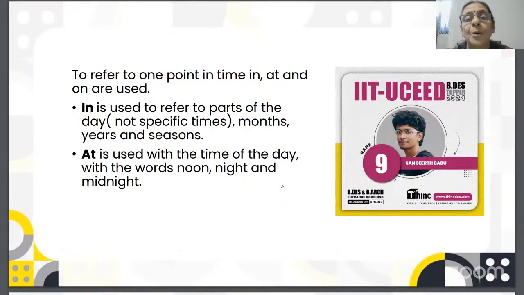To refer to one point in time, in, at, and on are used. In is used to refer to parts of the day, for example, months, years, and seasons, not any specific time. So you can say in April, in June, in May, etc. In the year 1995, 2024, in 2024, etc. And in spring, in autumn, in winter, etc. At is used with the time of the day, for example, with the words at noon, at night, at midnight, at dusk, etc.